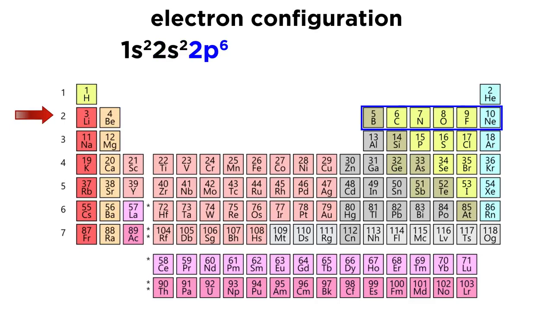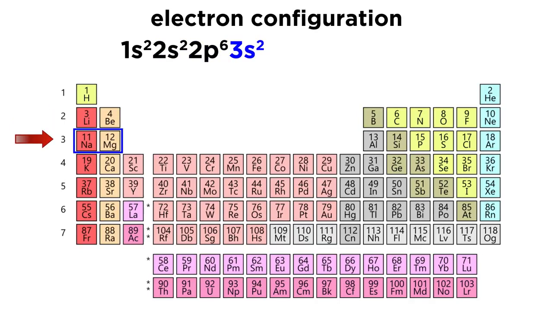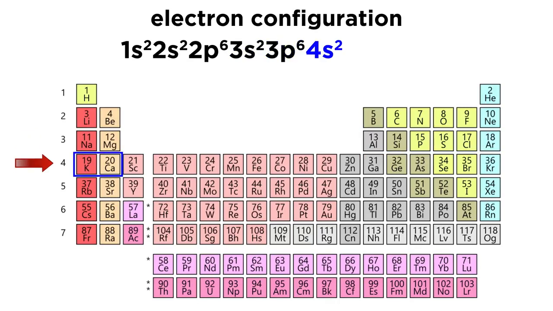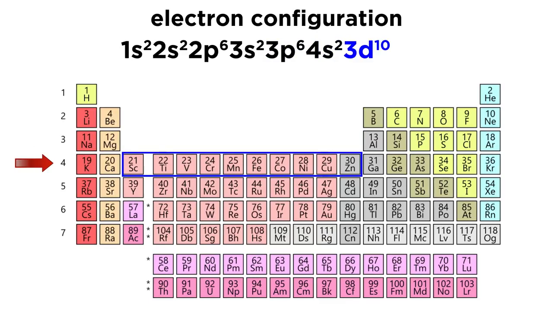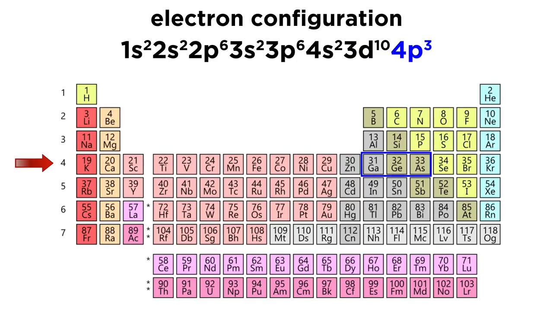2p6. Moving to the third period, we have 3s2, 3p6. Moving to the fourth period, we have 4s2. Then we go through the D block, and remember that the D block is one behind the S and P blocks, so we have 3d10. And then to get to arsenic, we're moving through the P block. We have 4p3, because it's the third element through the P block.